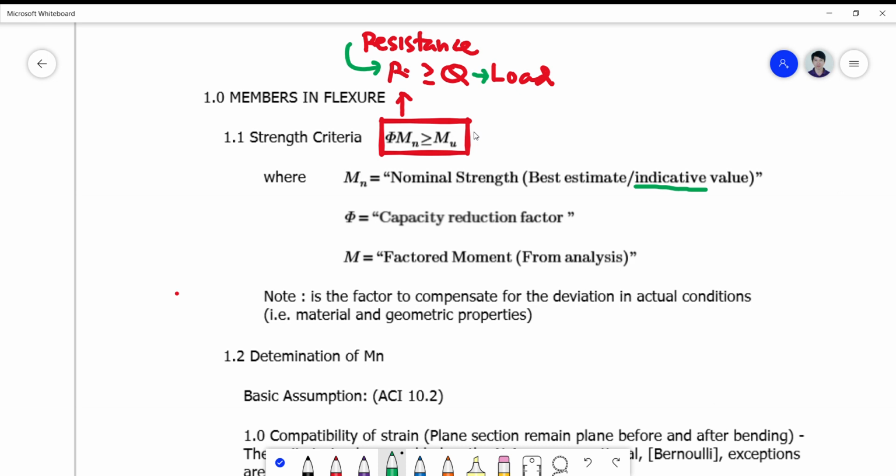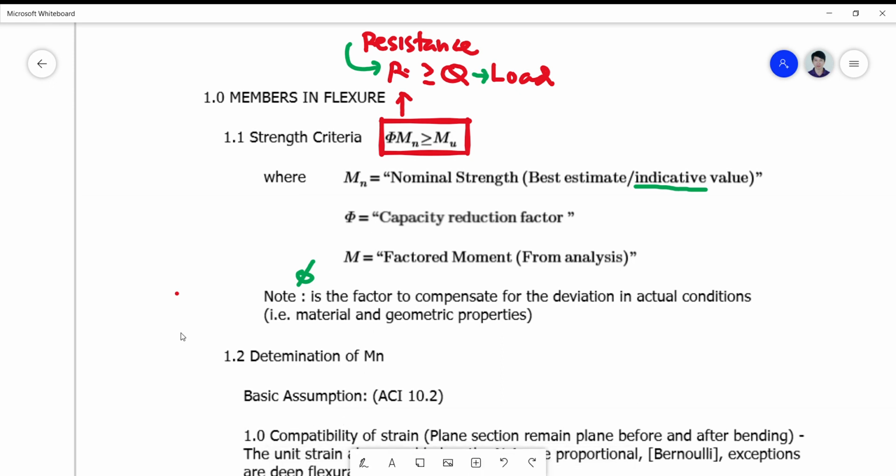So note that phi is the factor to compensate for the deviation in the actual condition. And when we are talking of deviation, we are talking of material and geometric properties. A material is not accurate, geometry is not accurate. So, in one way or the other, we have to apply a correction factor, which is a capacity reduction factor in the form of phi.